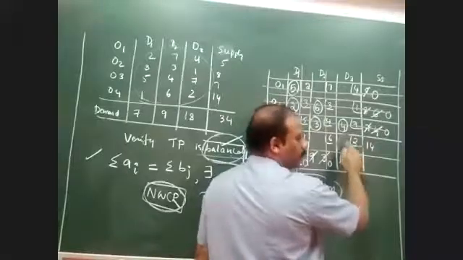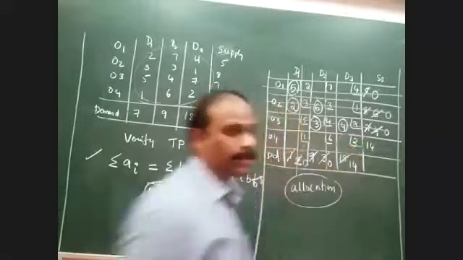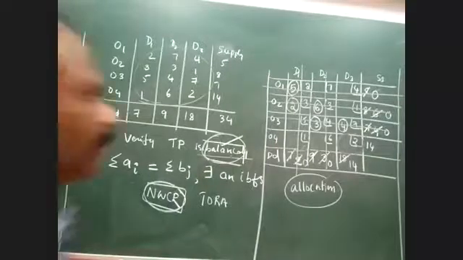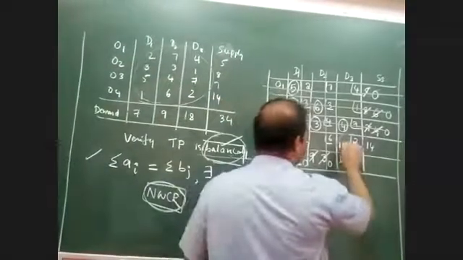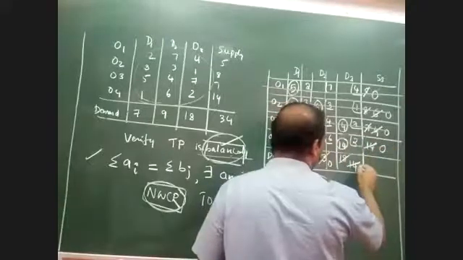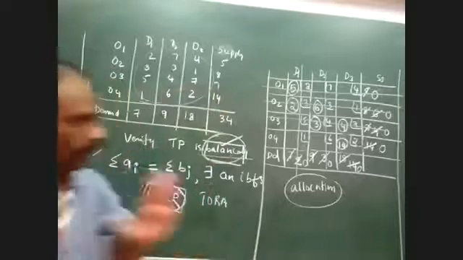How much should I allocate here? 14. 14. So the entire 14 I am supposed to allocate here. This also becomes 0. This also becomes 0. Now the process is completed.